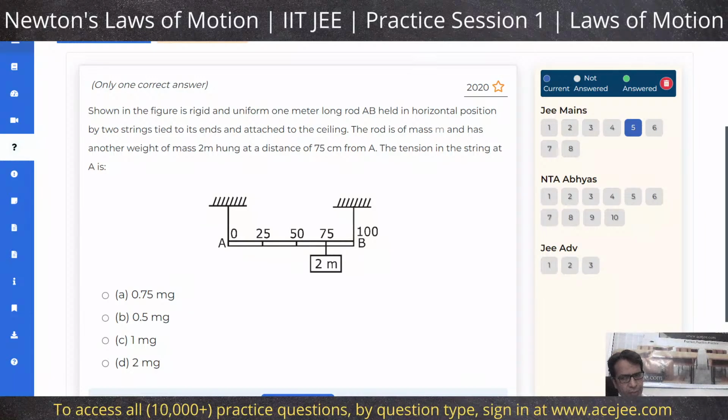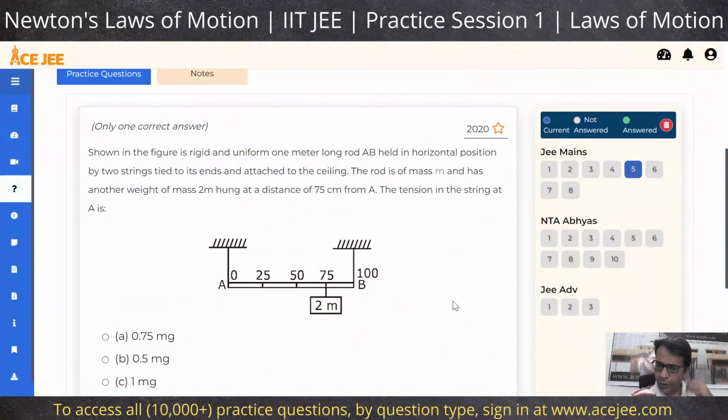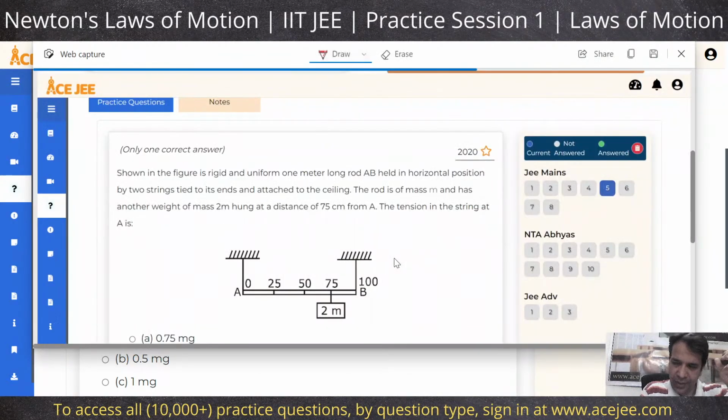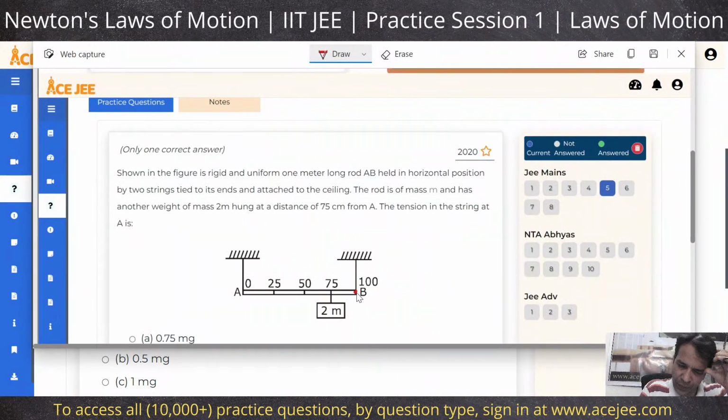So Ruchika beta, can I ask you a question? Yes, sir. So in this one, when you wrote the torque balance equation, right? So around what point did you write it? Sir, about B. About B. Why? Because that was the most convenient to figure out the tension. When you write your torque about B, it should be 0, you will need to figure out the tension in this one. Yes, sir.